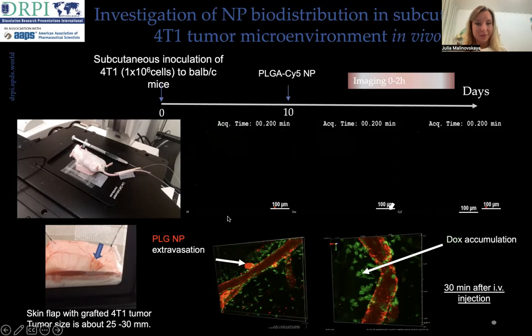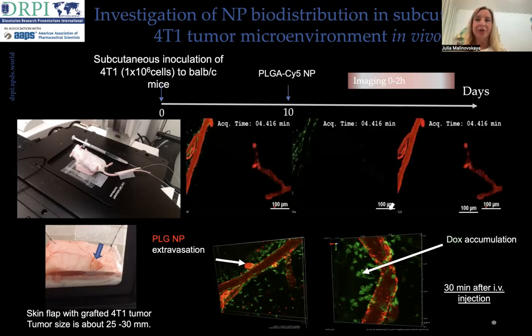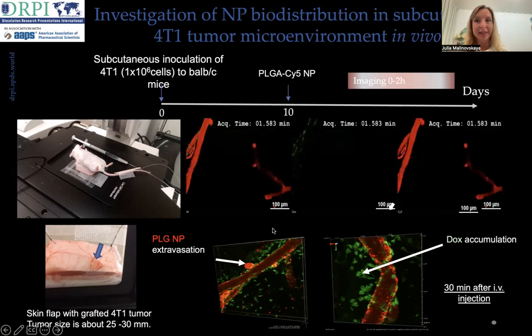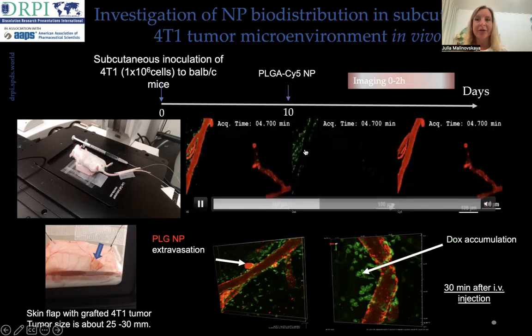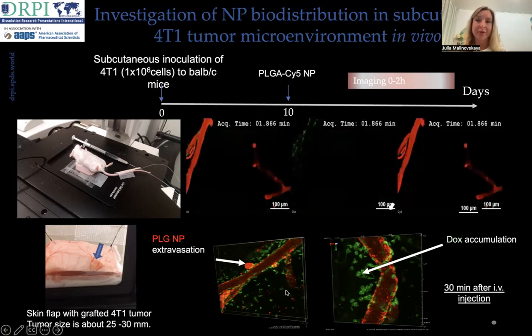Here you can see the nanoparticle distribution in the blood vessels after intravenous injection, and doxorubicin that is gradually released from the nanoparticles and accumulated into the cells of the peritumoral space. You can also observe it on the images below.